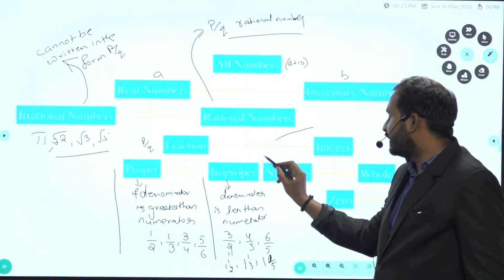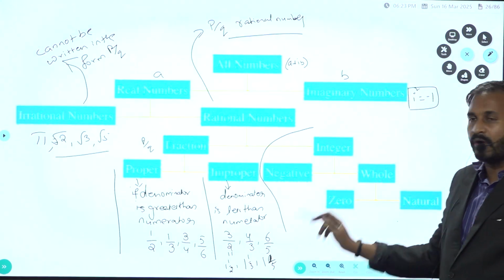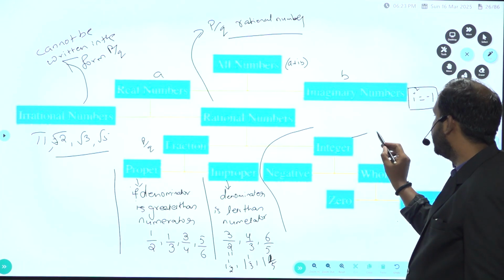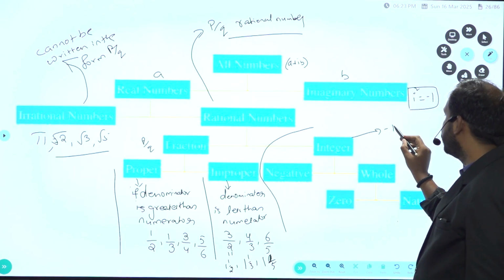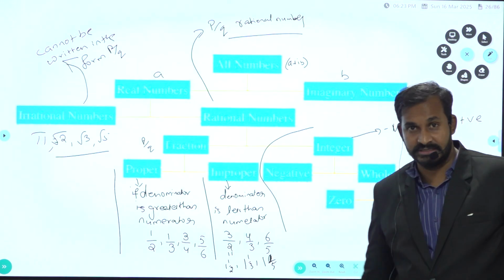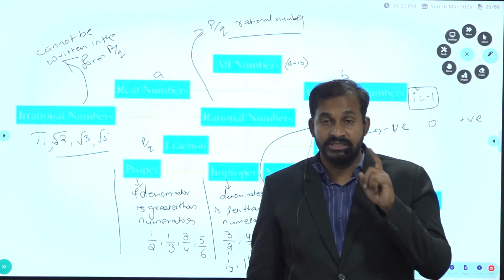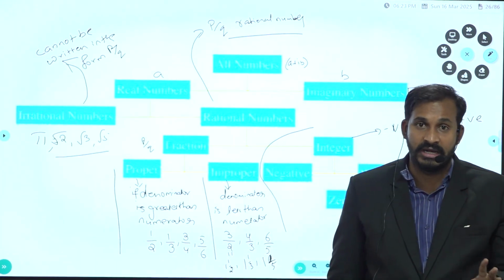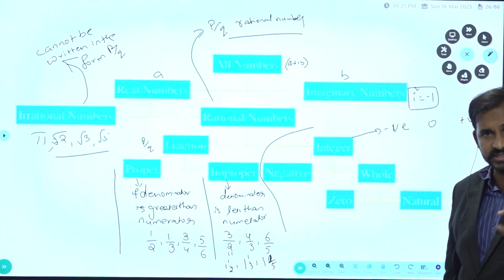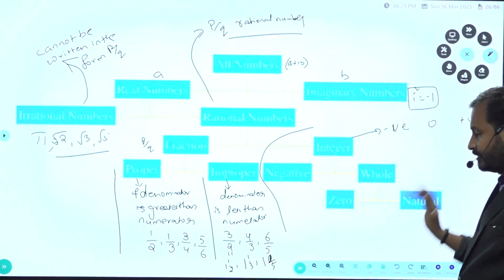Next, when it comes to the integers, we all know integers are divided into positive integers, negative integers and 0. Three categories. 0 is neither positive nor negative. Remember this. So we should not consider it in either category. 0 is a separate integer. So we will have negative integers, 0 and positive integers.